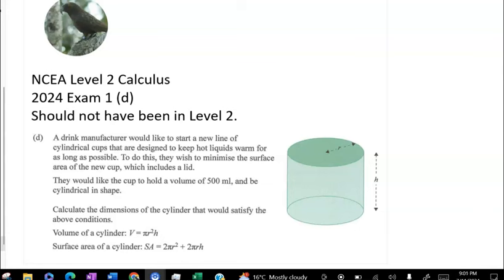In this video, I'm going to go through the question about the drinks cylinder volume in the Level 2 paper this year. And this is the question that I don't think should have been in Level 2. And that's because there was some differentiation in here that is pretty explicitly at curriculum level 8.